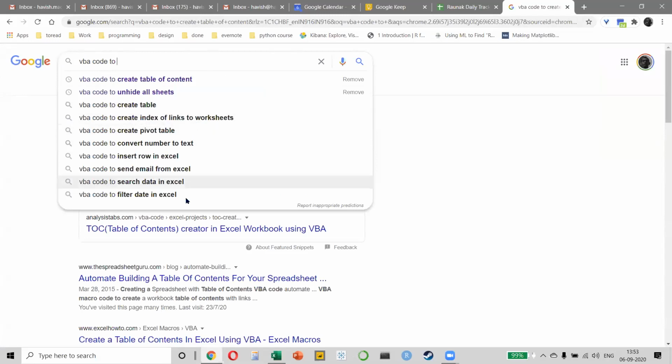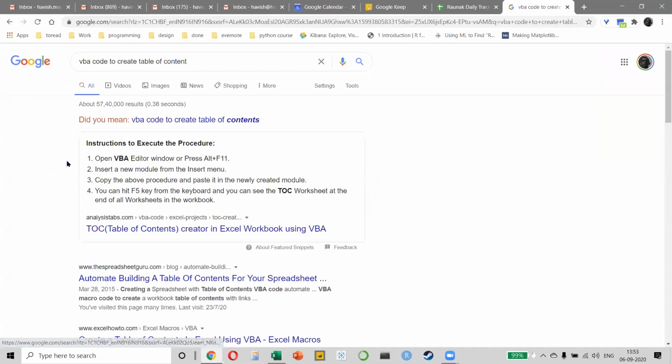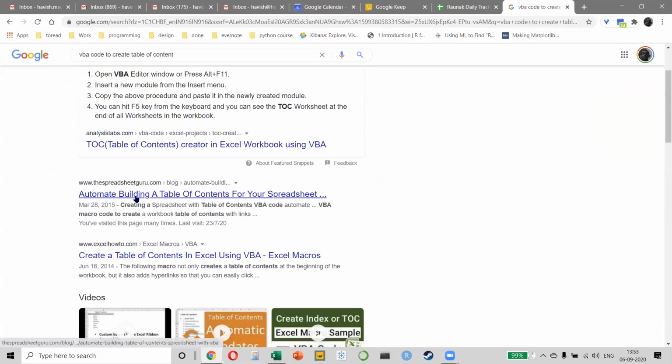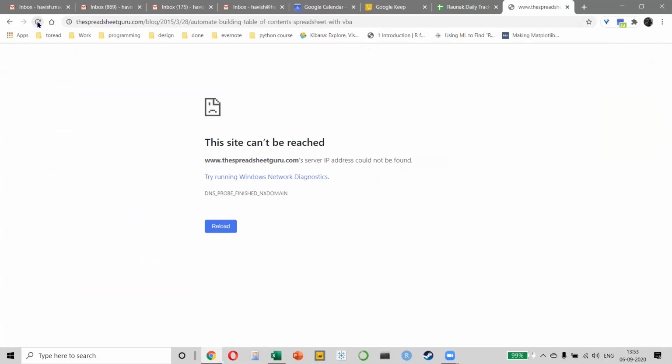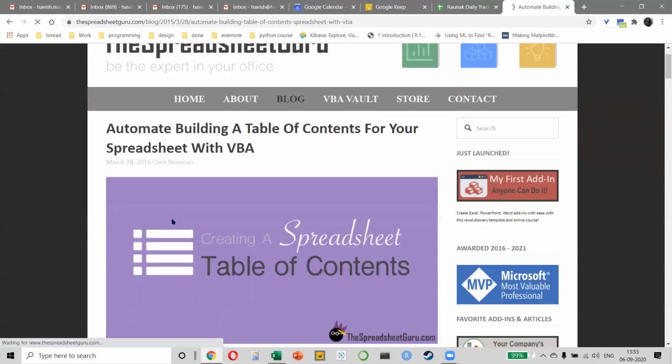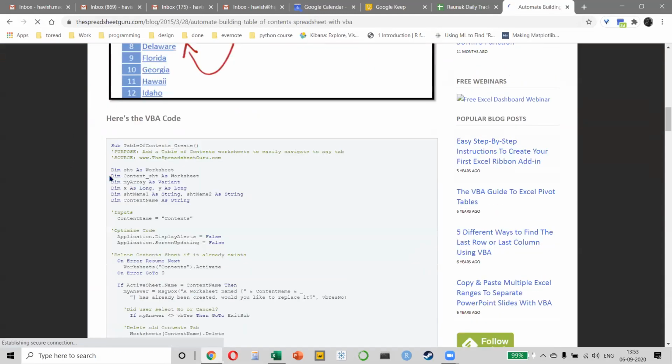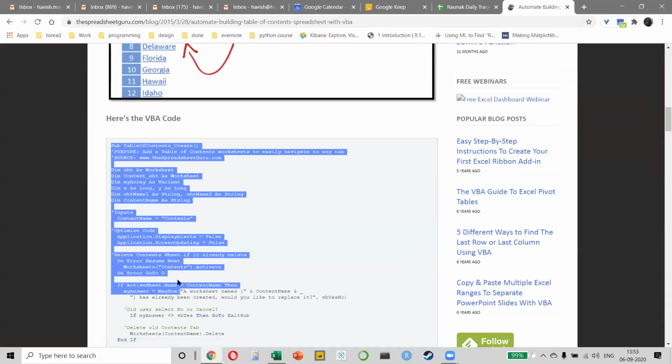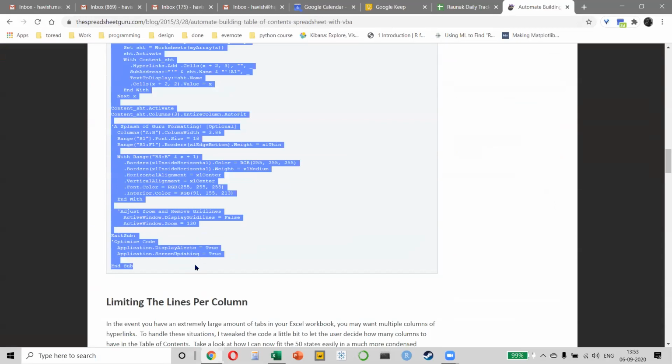Do you see how many options you're getting? So I'm going to write to create a table of content. And let me just go to the second website, the Spreadsheet Guru. Now I know the code is very long, but that's okay because we don't have to learn it. We just have to copy and paste it. I'll just scroll down. Do you see this entire code? I'll just copy the entire thing from the first line till the last line like this.